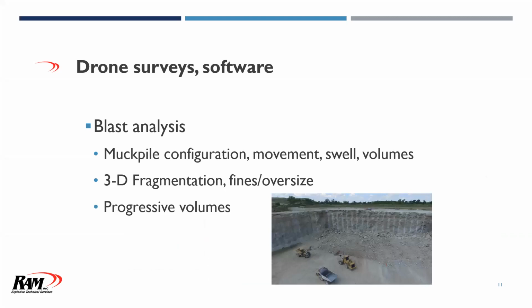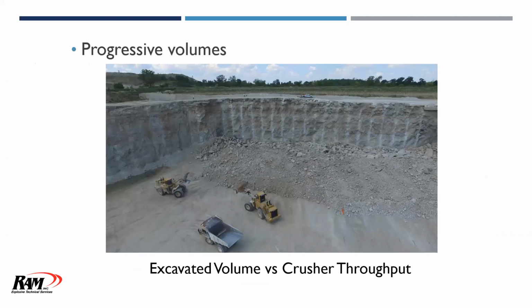Along with that is progressive volumes. This is a tremendous tool where, say, for example, we want to look at areas within the muck pile. We can separate that out as the mucking process is proceeding through into the muck pile. At any point, you could fly it with the drone and overlay it from the original muck pile configuration, and then be able to generate volumes for each section. And then with that, you could then take a look at the excavated volume versus your crusher throughput.